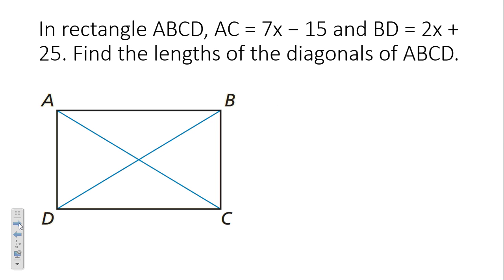Now we have a rectangle, and the distance between A and C is 7x minus 5. And the distance between B and D is 2x plus 25. So 7x minus 15, 2x plus 25. Your gut instinct is always to set them equal, right? But you have to know why you're setting them equal.